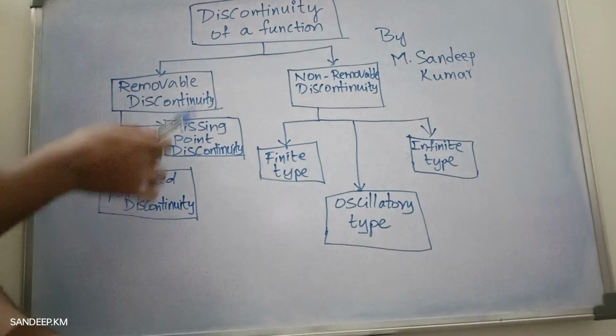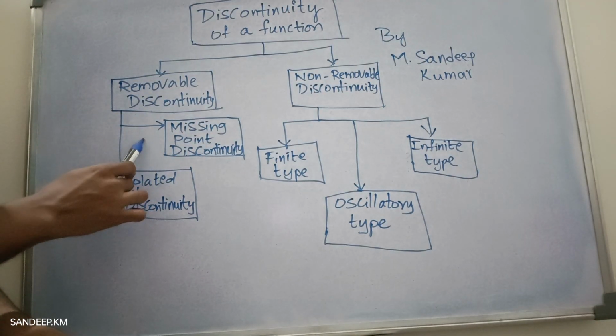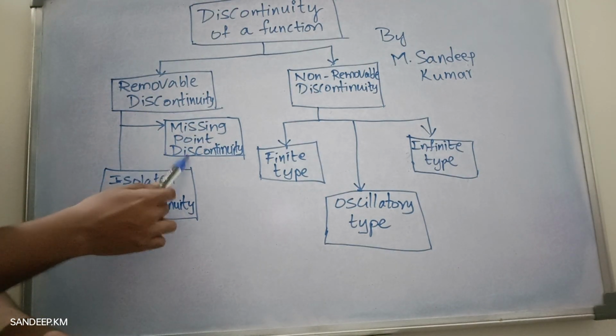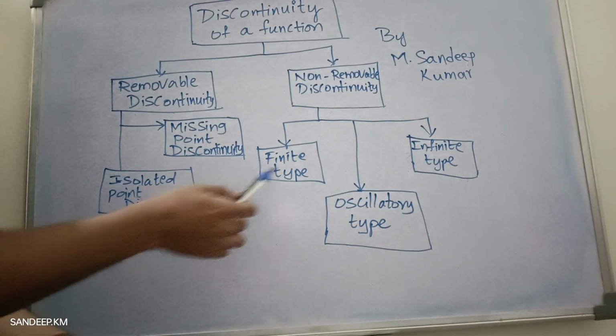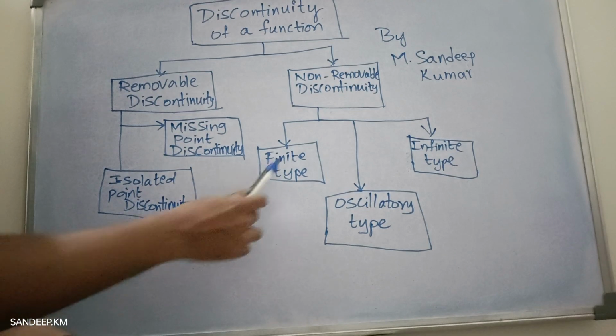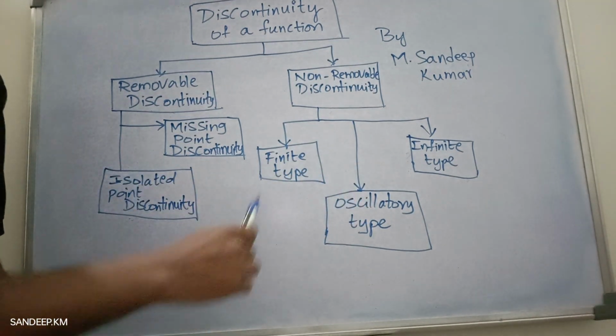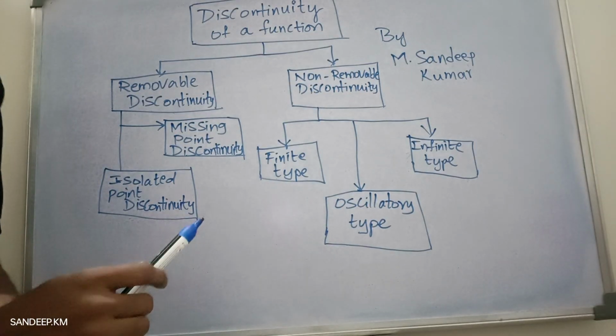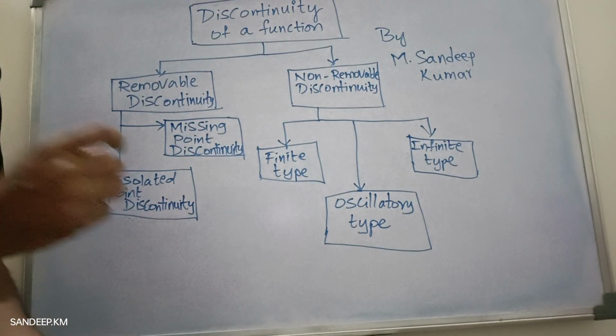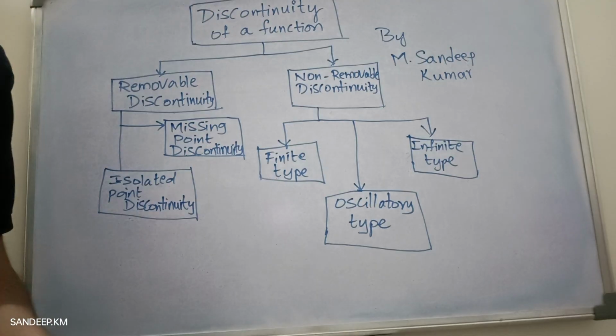Now in removable discontinuity, again there are two types. One is missing point discontinuity and another is isolated point discontinuity. Similarly, in non-removable discontinuity, we have three types: one is finite type, another is infinite type, and the third one is oscillatory type. So let us discuss each discontinuity with a proper example. Okay, let us start.